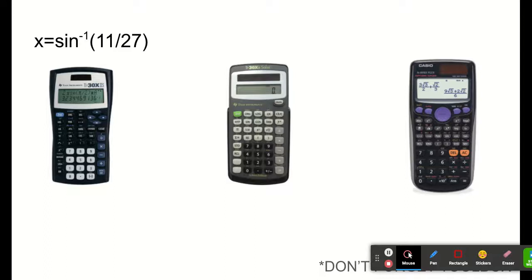24.042, etc. Now, when we are looking for missing angles of a triangle, we want to round those to the nearest degree, which is the nearest whole number. So the answer here is going to be 24 degrees. So theta is equal to 24 degrees.